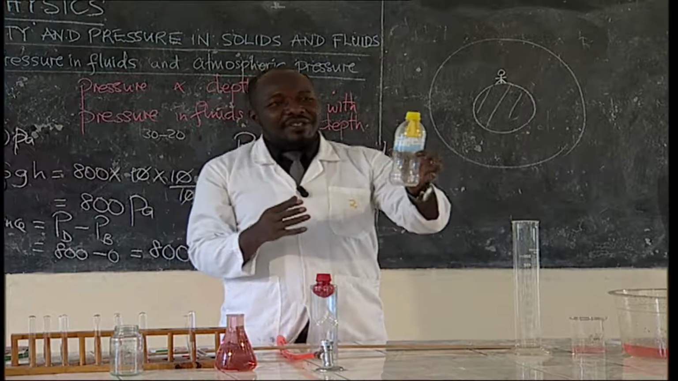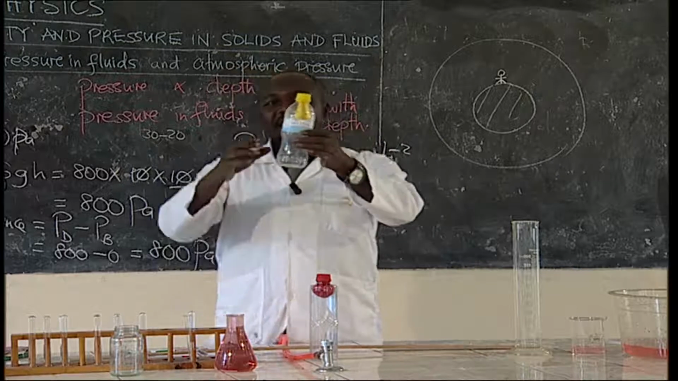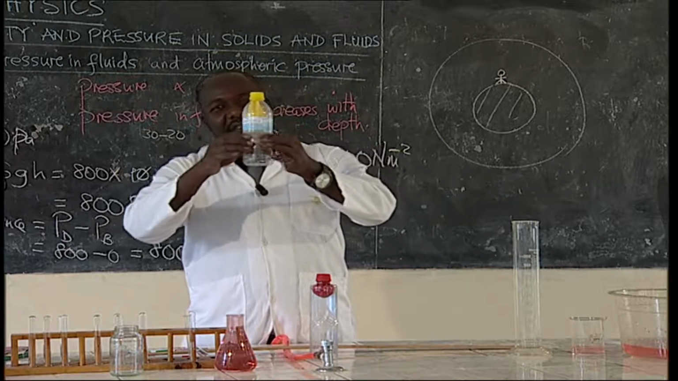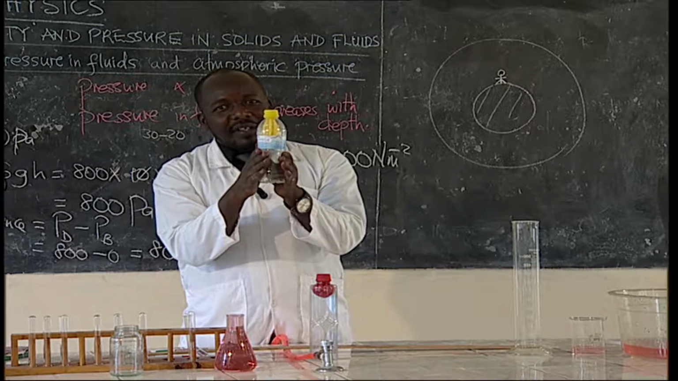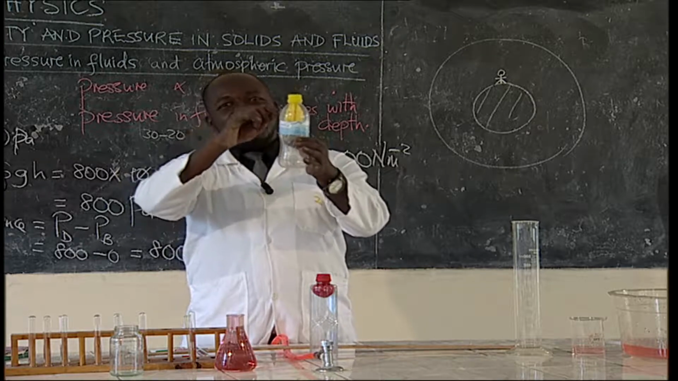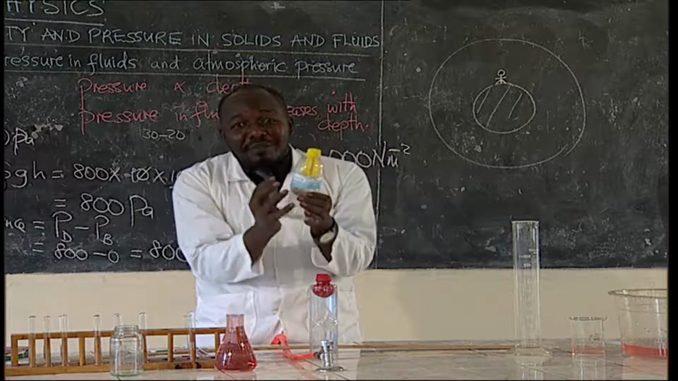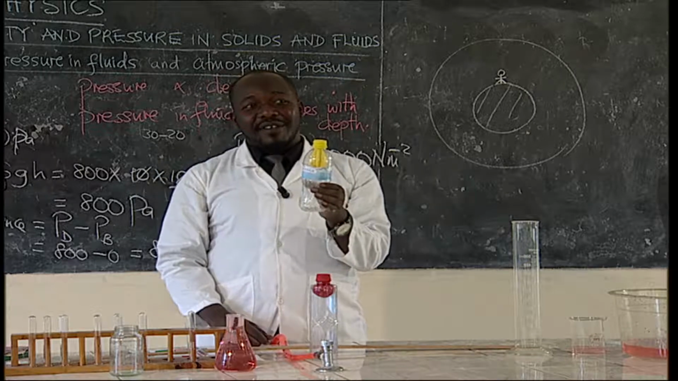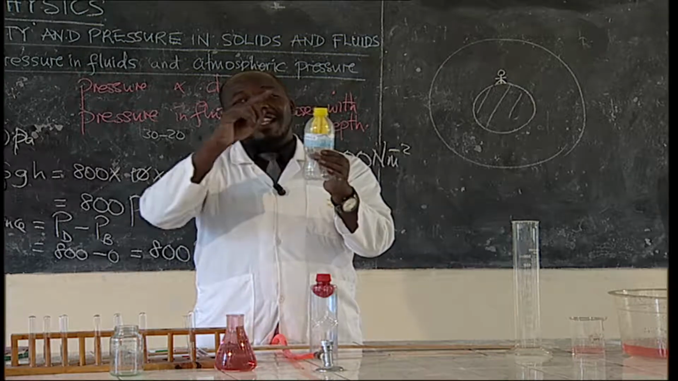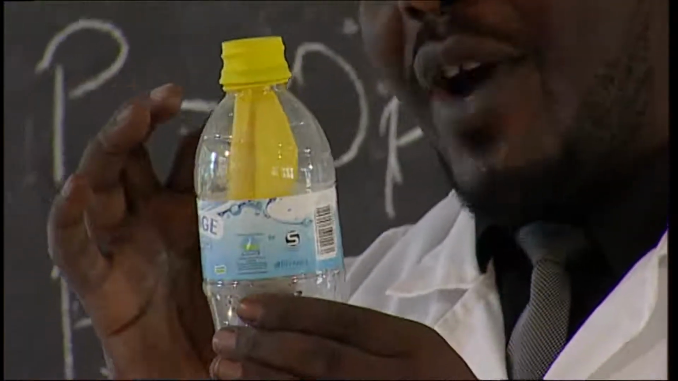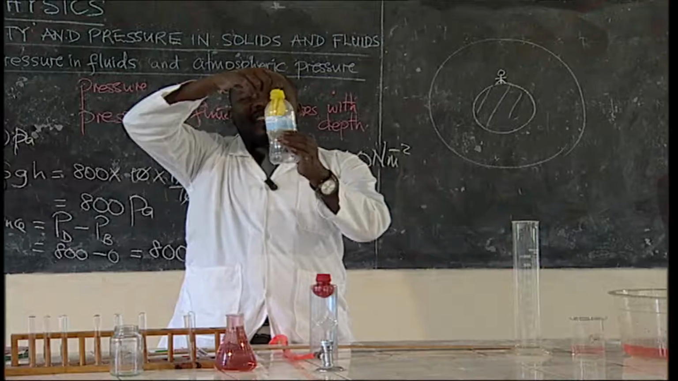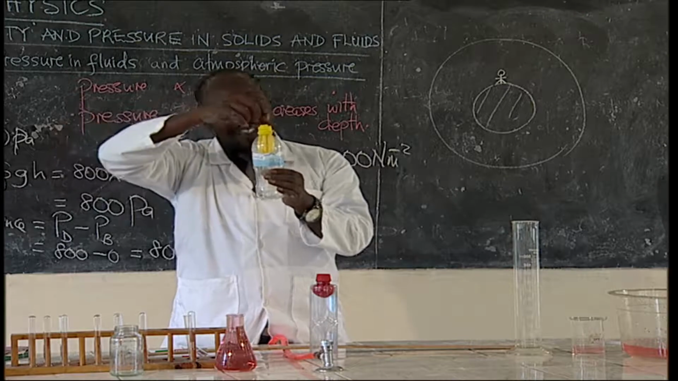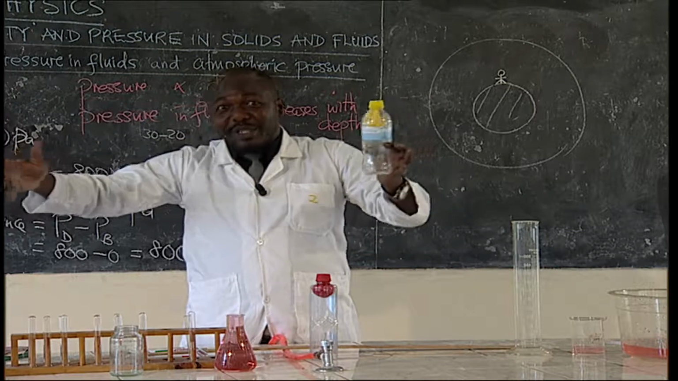Now, what is the reason? The reason is, as I compress this bottle, the air inside the bottle becomes smaller in volume. When the air becomes smaller, then the pressure of the air inside increases. And when the pressure of the air increases, the pressure of the air inside the balloon does not increase because this is atmospheric pressure, same as the pressure outside.